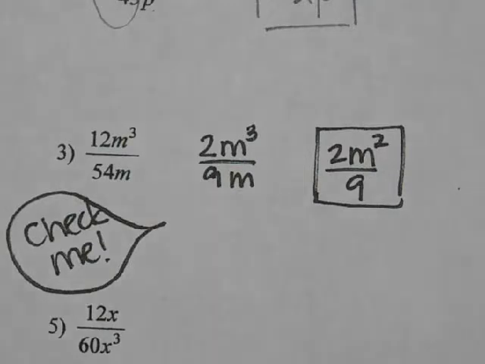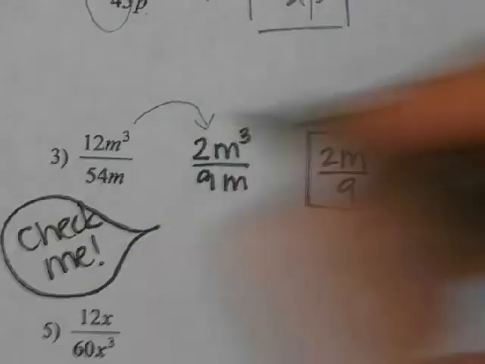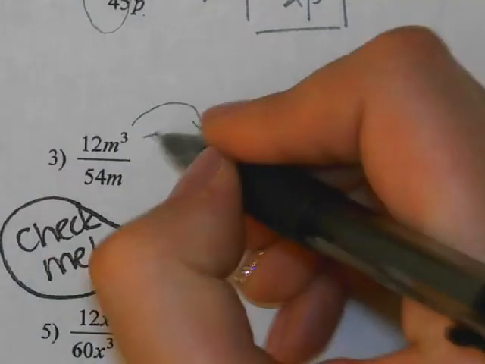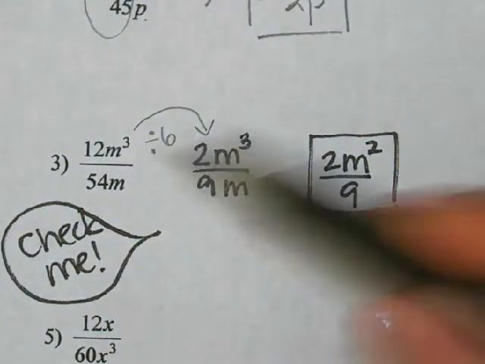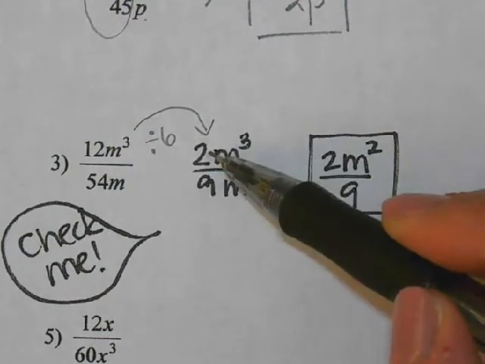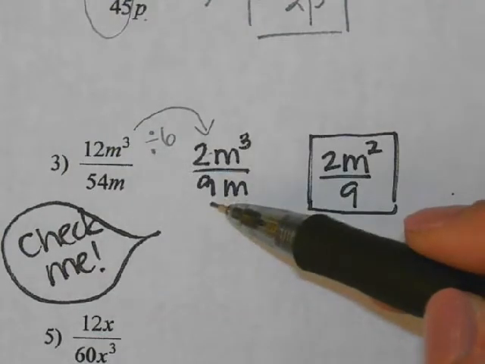So what was their first step? How did they get from here to here? Okay, they divided by 6 on the top and the bottom, right? Yes. Okay. And do we agree that 12 divided by 6 is 2? Yes. And 54 divided by 6 is 9? Yep. Okay, we agree with that.